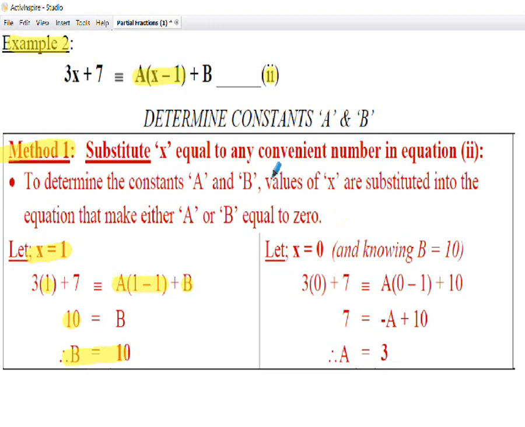Looking at the solution to find A, if I put the value of x equals 0 into the equation, I will actually find the value of A, because I now know the value of B. So putting 0 into the left hand side of the 3x + 7, I will get 3 times 0 plus 7, that will give me 7, and putting 0 into the right hand side of the equation, I get A times (0 - 1), so that's minus A plus my 10. Again, doing the numbers on that, I get A equals 3. So we could use x equal to 0 there because we knew the value of B.